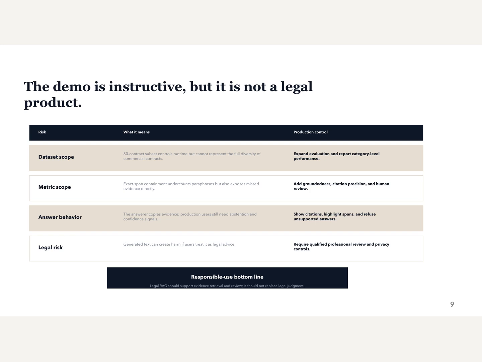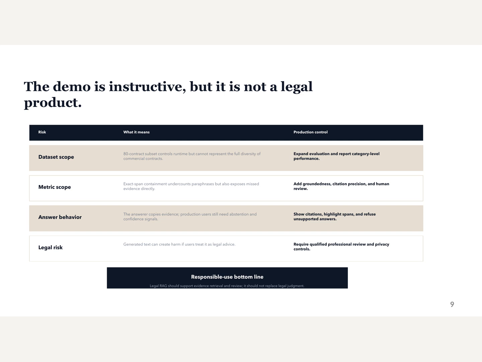There are several limitations and risks. First, the dataset scope is small. 80 contracts make the experiment manageable, but they do not represent the full diversity of commercial agreements. Second, exact span containment is useful for evaluation, but it undercounts paraphrases and does not fully measure groundedness or citation precision. Third, the answer is deliberately extractive, so it copies evidence rather than making a legal judgment.